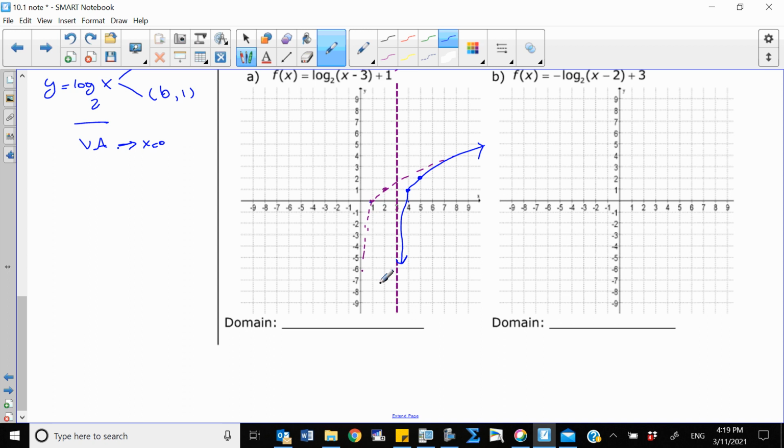Now, what is the domain and range of the function? We know that for domain, we move from left to the right, and we look for the x value. So as I move from left to the right, I see that my graph is going to start right after this line, which is x equal to 3.